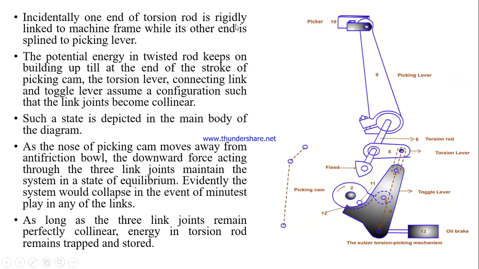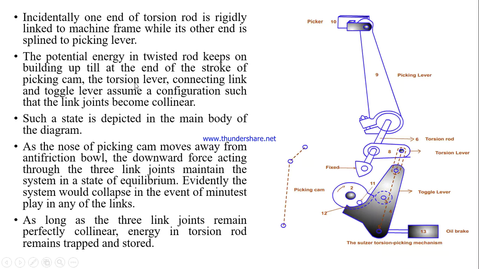Incidentally, one end of the torsion rod is rigidly linked to the machine frame, while its other end is splined to the picking lever. So the torsion rod is fixed at one end and the other end is connected to the picking lever. As it is fixed at one side, only then is it possible to insert the twist in the torsion rod. Otherwise, it is not possible to impart the torsion.